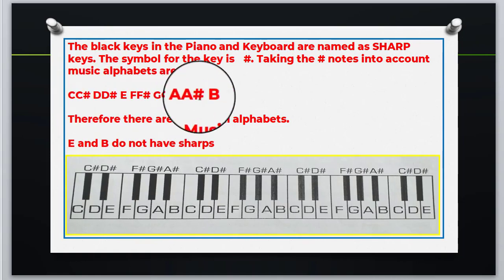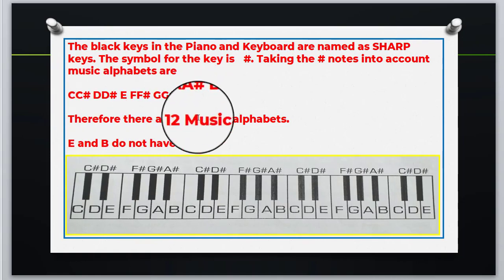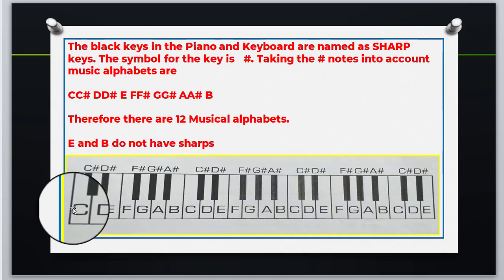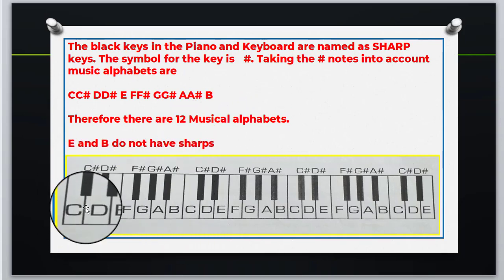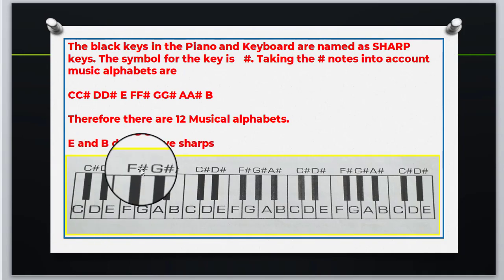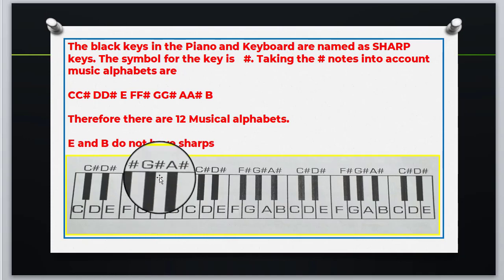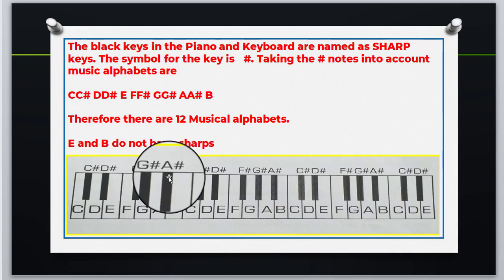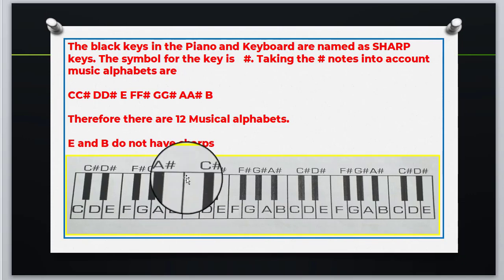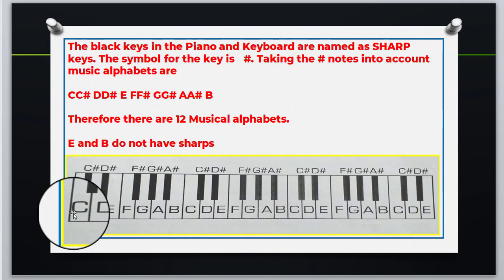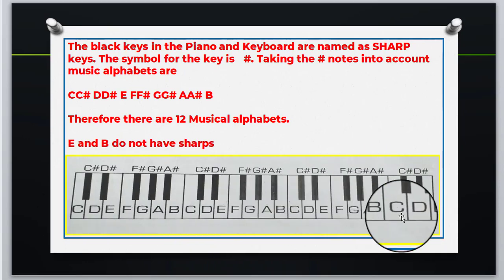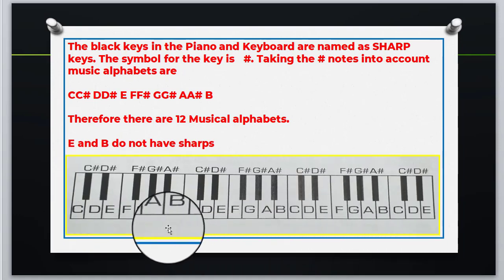So these C to B have 12 notes which represent the music alphabets. So C to C sharp, C sharp to D, D to D sharp, D sharp to E, E to F, F to F sharp, F sharp to G, G to G sharp, G sharp to A, A to A sharp, A sharp to B, and again the high note C. So this picture has one C to C, 1 octave, and this C to C, 2 octaves, and this C to C, 3 octaves. This is a 3 octave range.